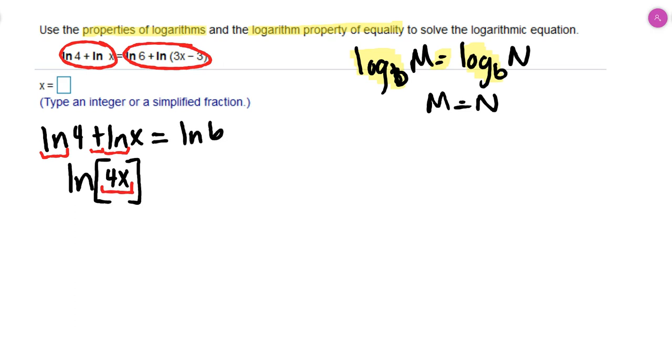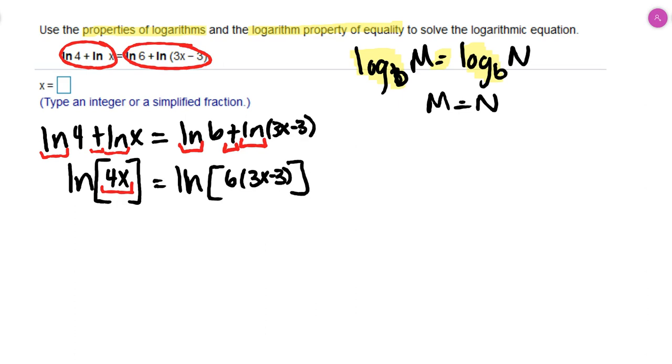We have natural log 6 plus natural log of 3x minus 3. We have the same logs. Both of these are natural logs, base e, with a sum. So we're able to condense this to a single log, and it becomes 6 times 3x minus 3 inside that natural log. So once we've condensed both sides of the equation, we now have it in the right format to be able to use this logarithm property of equality.